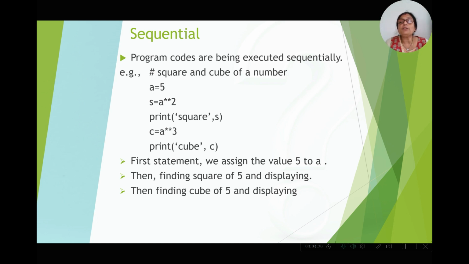Similarly, after finding the square, then we can print the value. Without calculating, we cannot print the value, otherwise it will give an error. Similarly you can find the cube, then print. What are the statements? The first statement, we are assigning the value to a, then we are finding the square of that value and displaying the result, then we are finding the cube of the value, then displaying the result. That is about sequential. We have solved quite many programs based on this.